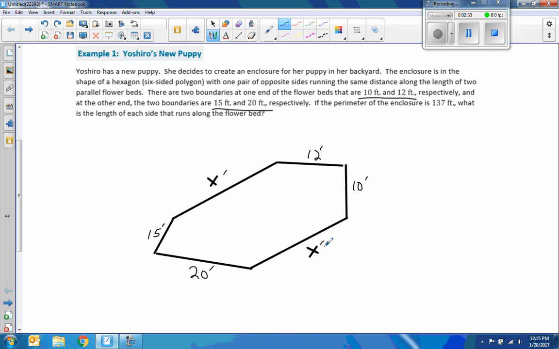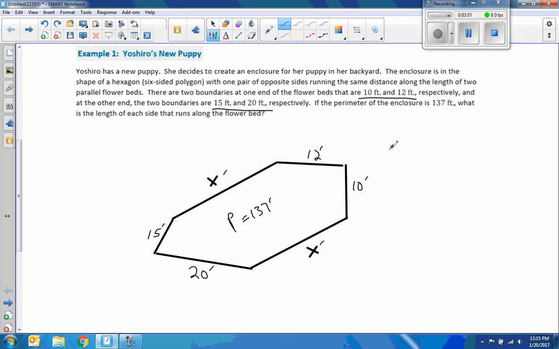So that's the first thing we always like to do in algebra. If we have a word problem, draw a diagram and label all the gives. So we've done that. The question says, if the perimeter is 137 feet, so I'm going to write that in here, what is the length of each side that runs along the flower bed? In other words, what are the lengths x? Well, perimeter is the sum of all the sides added up.